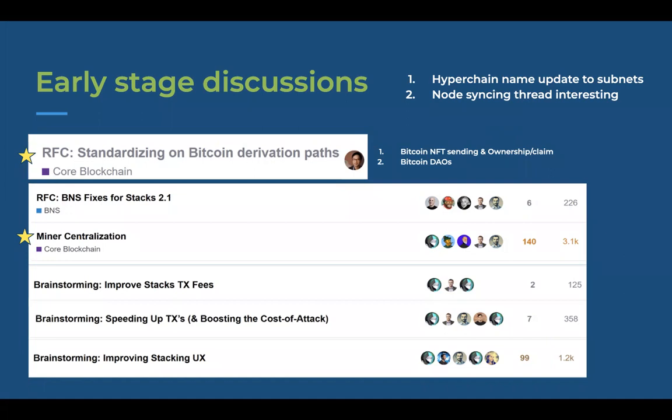Hyperchains name is going to be changed to subnets. There's a very interesting conversation about the node syncing thread on the Stacks forum, and I think that's important because the nodes are, even I want to spin up a node. I'm trying to figure out how, and that will help Stacks be more secure if more people run nodes.